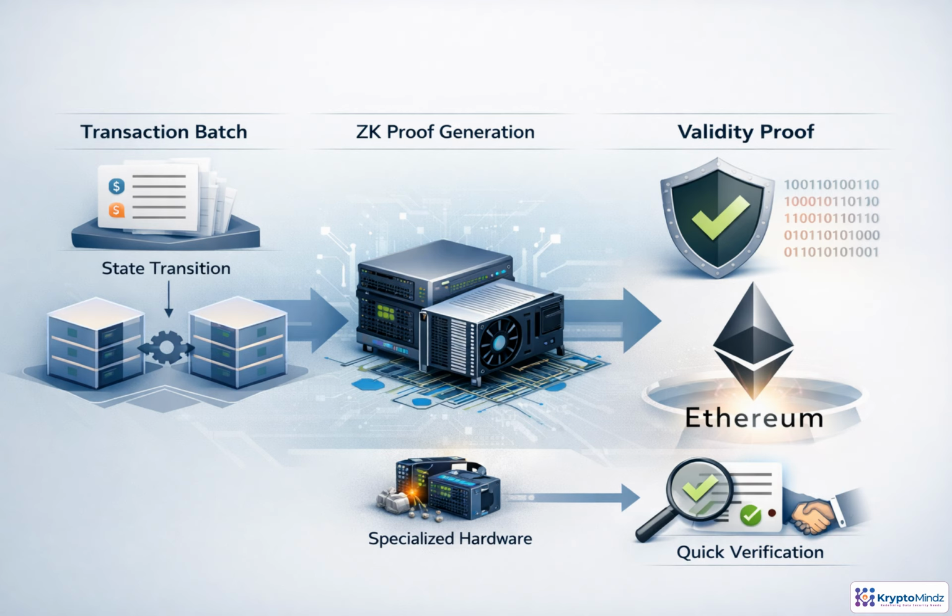After the batch is executed, the rollup must prove that the old state correctly became the new state under the rollup's rules. This proving work happens off-chain and can be expensive, often relying on optimized software or specialized hardware. The result, however, is compact: a validity proof. Ethereum only needs to verify that proof, giving strong assurance of correctness with far less on-chain computation.